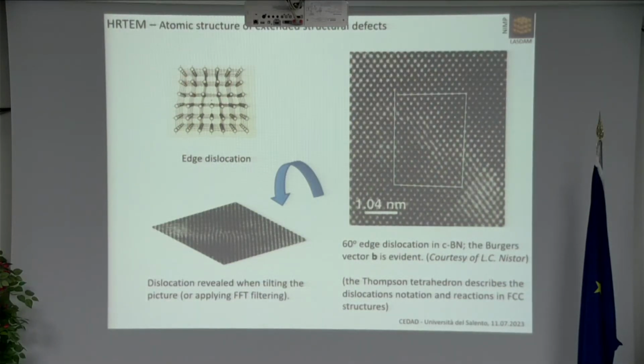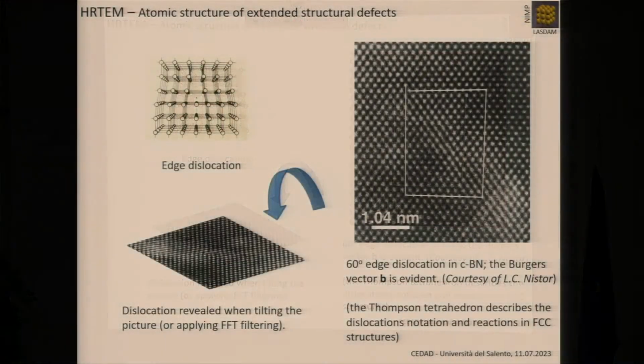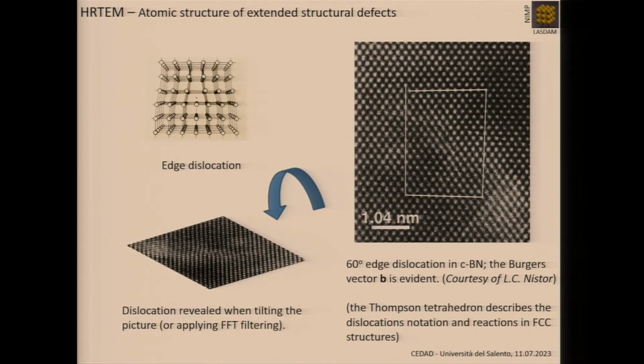Another example of a dislocation observed in high resolution imaging, a dislocation which is seen end on. So this is the structural model of an edge dislocation. The edge dislocation is the line that goes into the screen now, limiting this supplementary crystal plane. We have such a dislocation here. It's not very easy to observe it. You can do it easily by tilting.